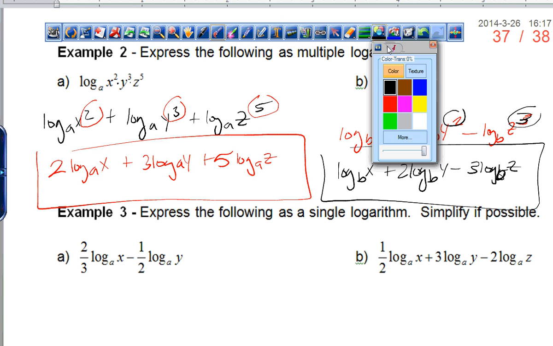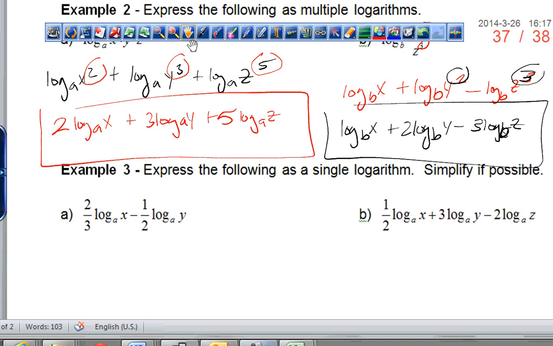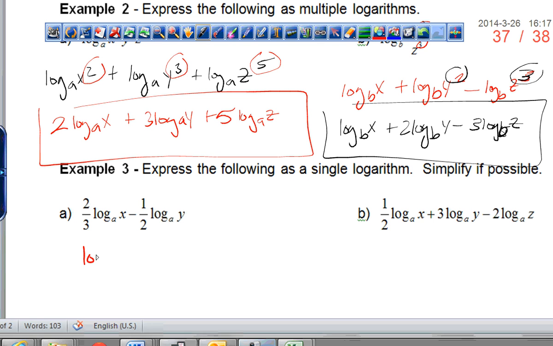Our last two, rewriting as one term. So I'm going to have log base a and then x to the 2/3 divided by, because it's minus, y to the 1/2. And that's as far as we can go. On b, I got log base a of x to the 1/2. Bring the 3 for the y cubed, all over z squared.